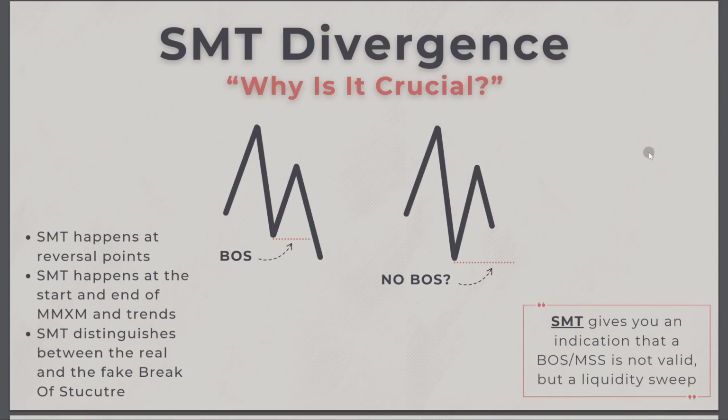So SMT divergence, in short, the importance and the significance of it is that it tells me which break of structure is valid and real and which one is not valid. It also tells me which market structure shift is valid and which one is not. So for example, if we're looking at a market structure shift and we want to validate that one, let's say price is taking that low, breaking above this high, but then on the other pair, we have something like this.